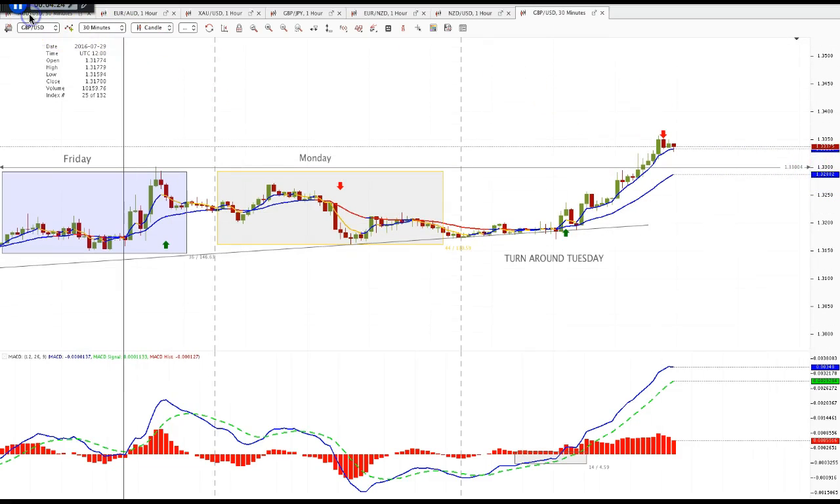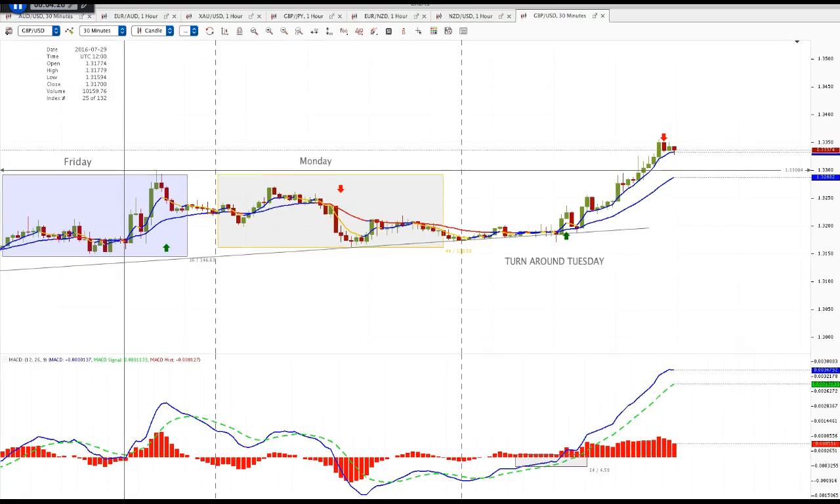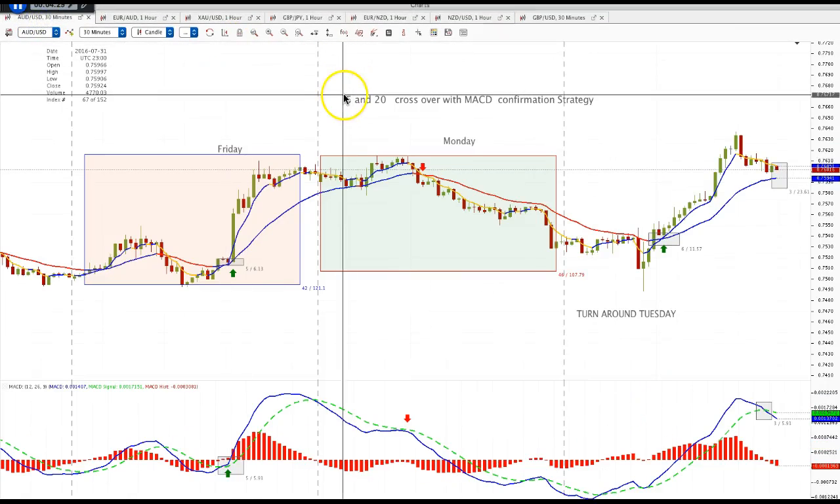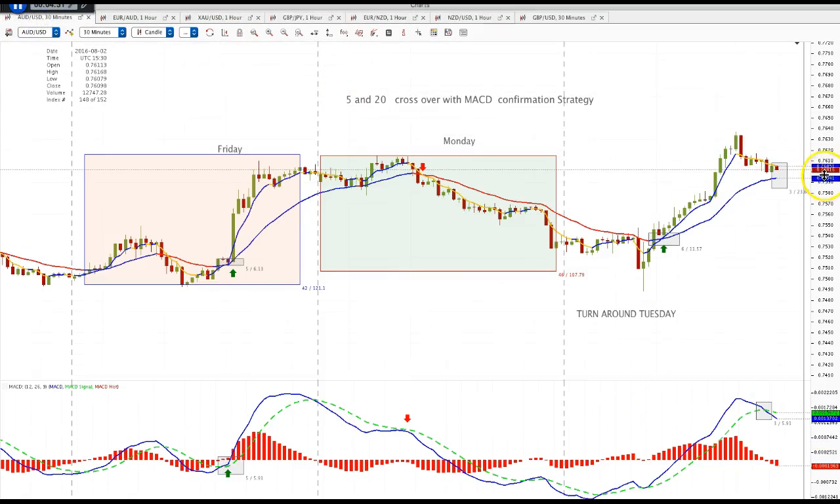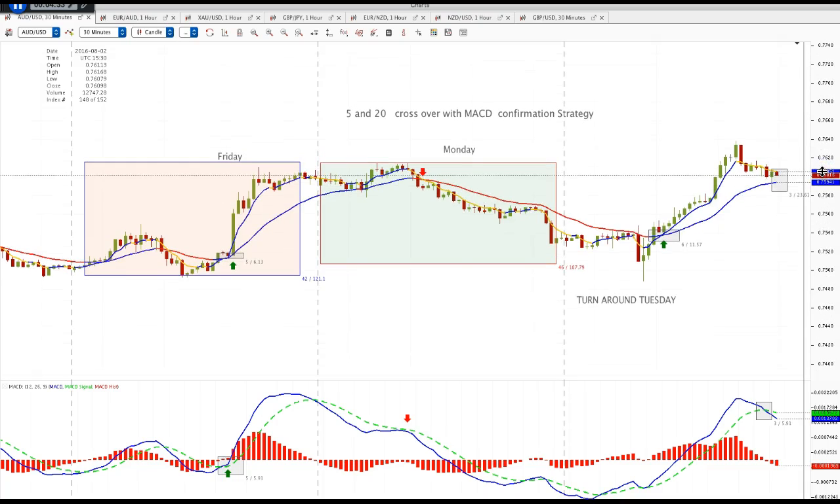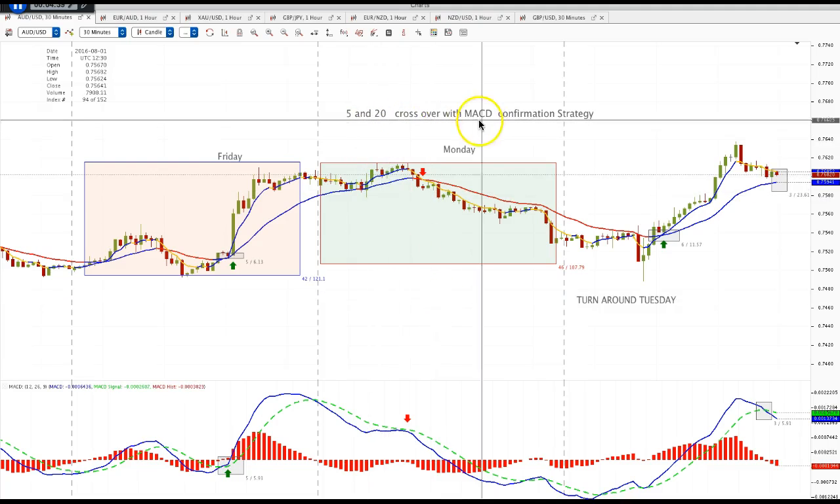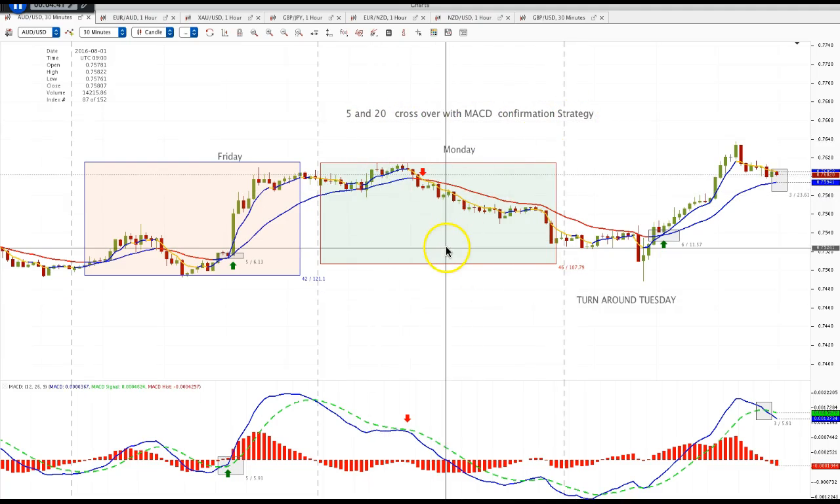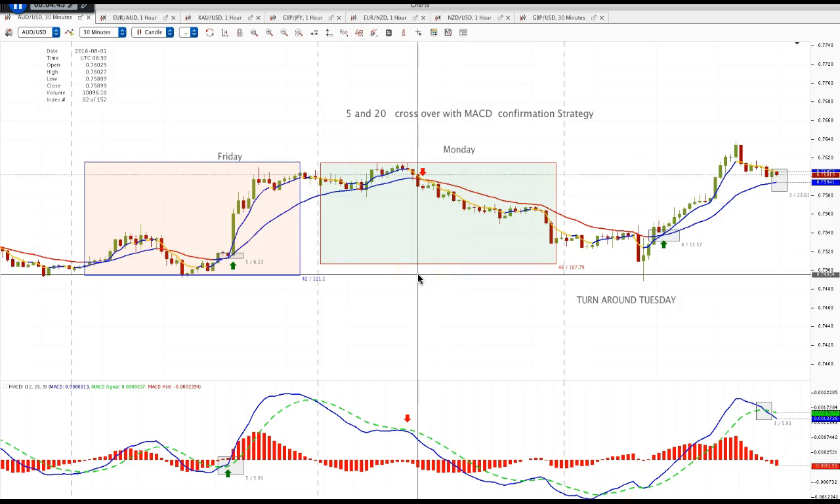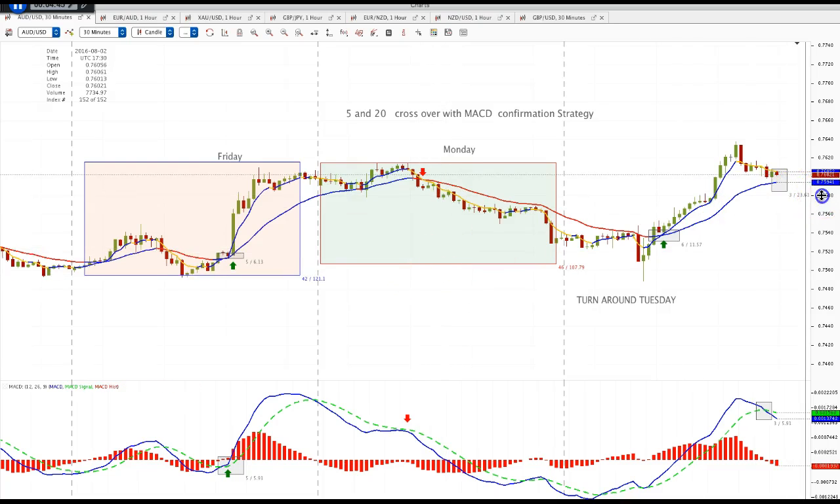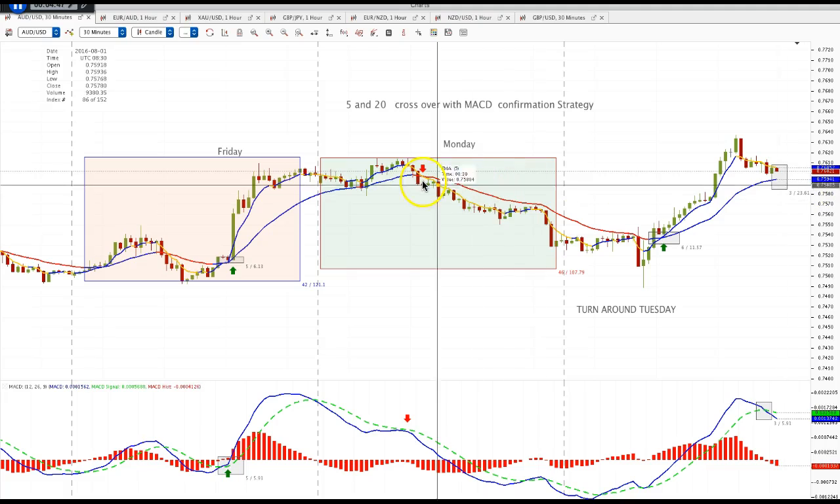There were a few more trades. I haven't gone over the Monday retracement, and I thought I'd go over it now. I was going to do a separate video, but using the 5/20 crossover with MACD confirmation is really what I wanted to go over when doing a Monday retracement.